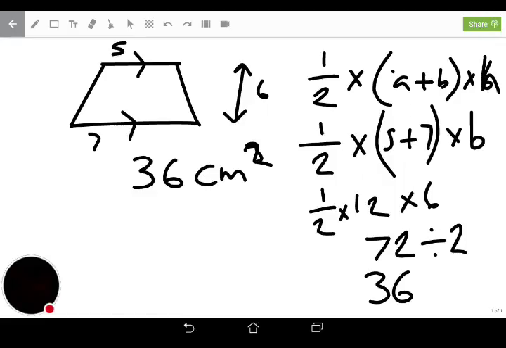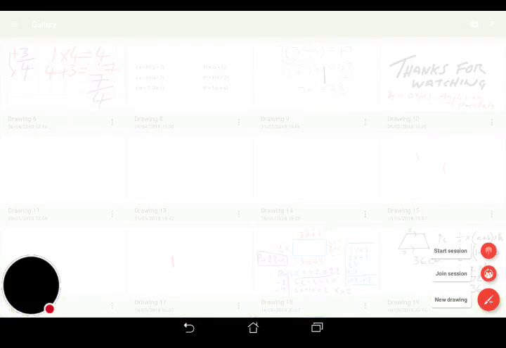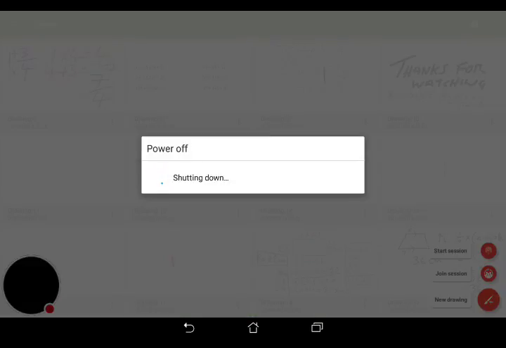Okay, so what I'm going to do next is quickly go over volume. Let me have a look. I'll just make a new one here. So I'm going to quickly go over volume.